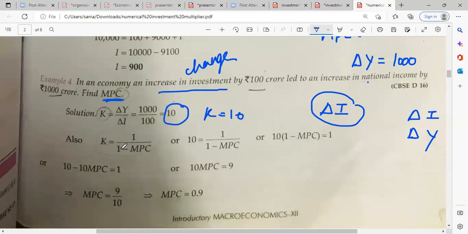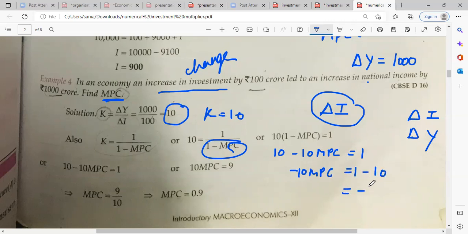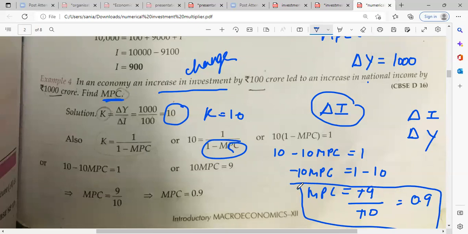So over here, K equals 1 upon 1 minus MPC. So it is 10 into 1 minus MPC equals 10, right? When you multiply, it will be 10 minus 10 MPC equals 1. So it will be 10 MPC, and this is positive, so it will go there as negative: 1 minus 10. So you got minus 9. And MPC is in multiplication, so it will go to the other side in division. The minus signs cancel and you will get 0.9. So what is your MPC? Your MPC is 0.9. Clear?